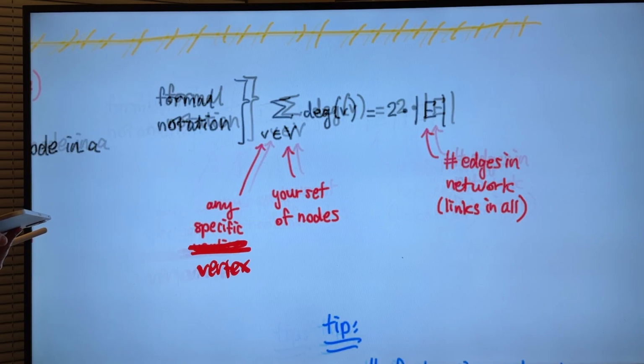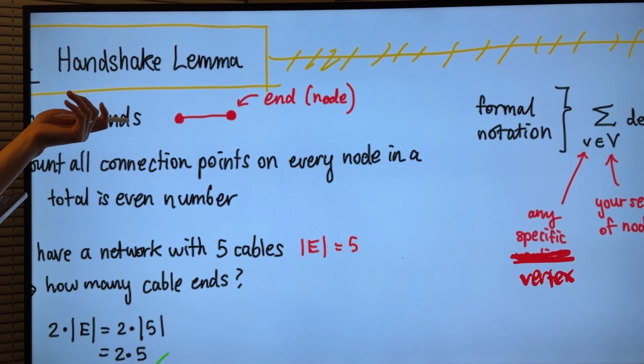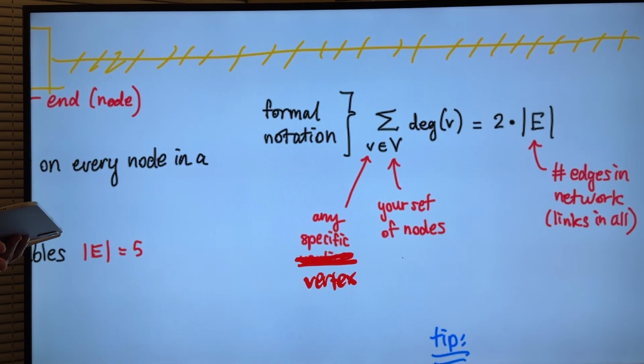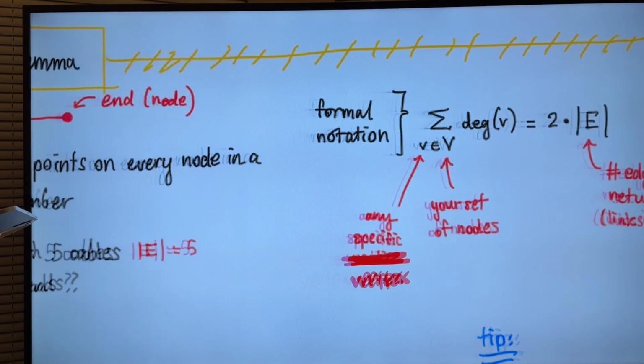So essentially, it's like saying, oh, we had this many handshakes, so how many hands were involved? How many people were involved, right? So intuitively, you should double it. That's why we have 2 times the absolute value of the number of edges.